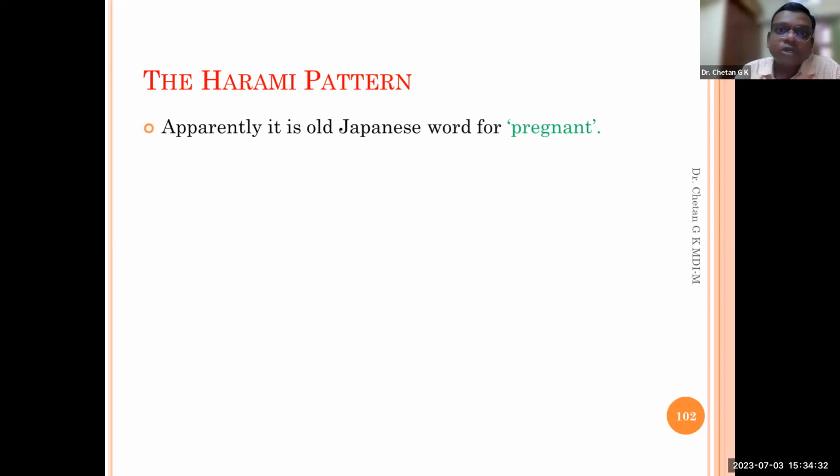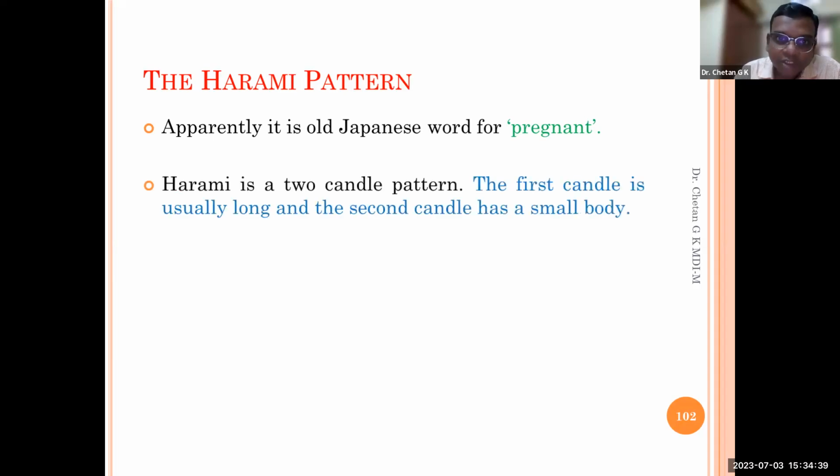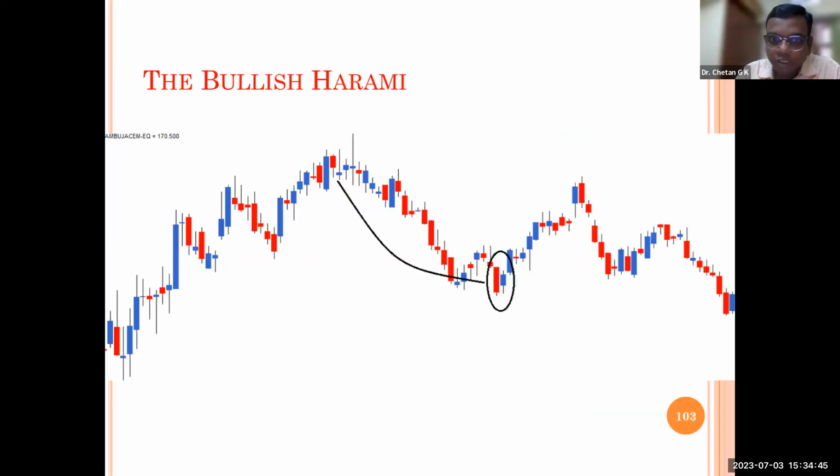So next comes the harami pattern. It's not a Hindi word. Harami is a Japanese word. Apparently it is an old Japanese word for pregnant. Somebody who is pregnant is called harami in the Japanese language. So harami is a two candle pattern. The first candle is usually a long one, and the second candle has a small body.